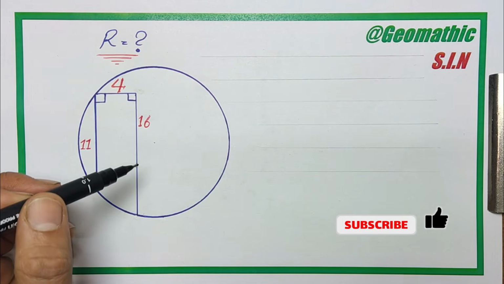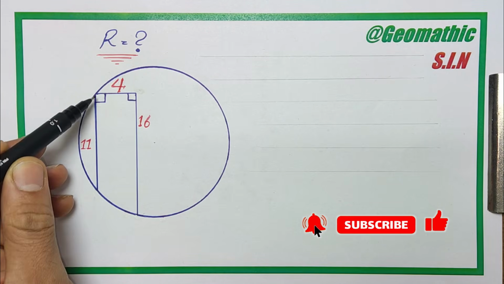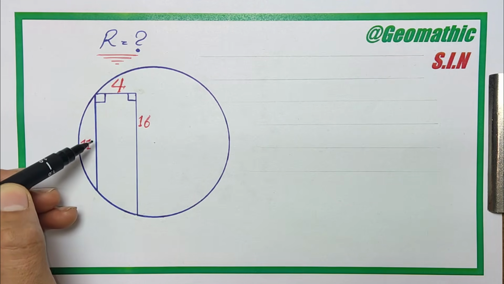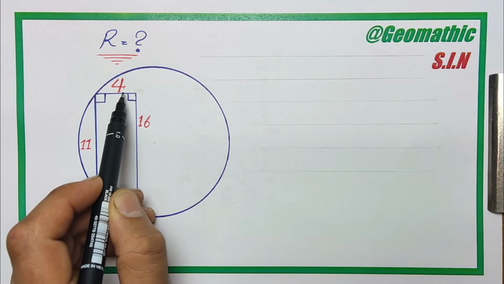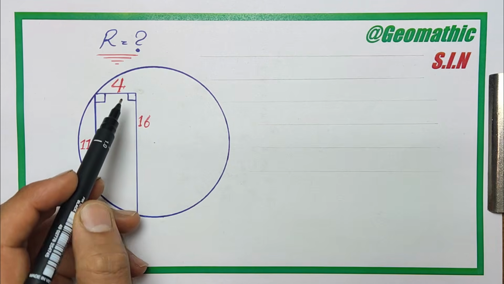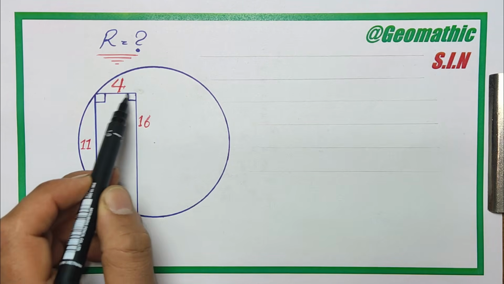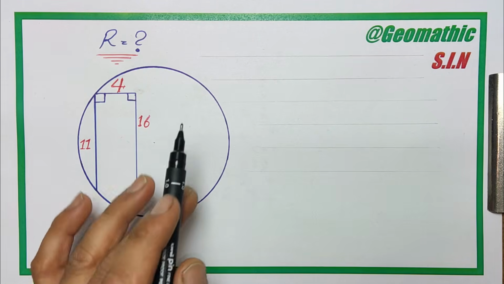We have a circle with three lines drawn inside it. One line, which is a small chord of the circle, measures 11 units. Another line perpendicular to this chord measures 4 units. And the other one, 16 units long, is perpendicular to the 4 units line. We need to figure out the circle's radius using the data provided.